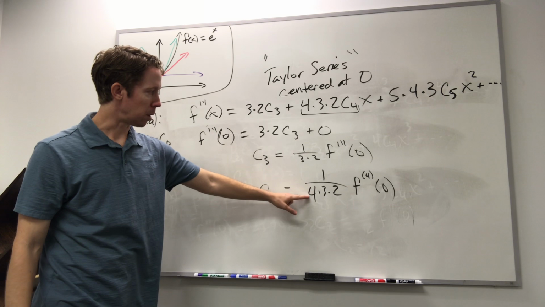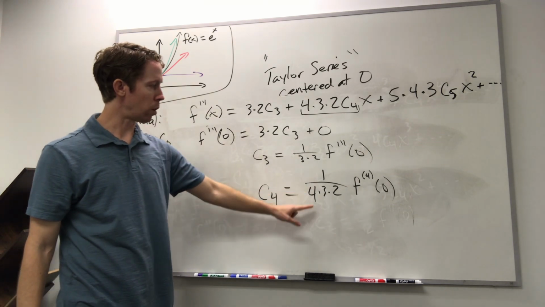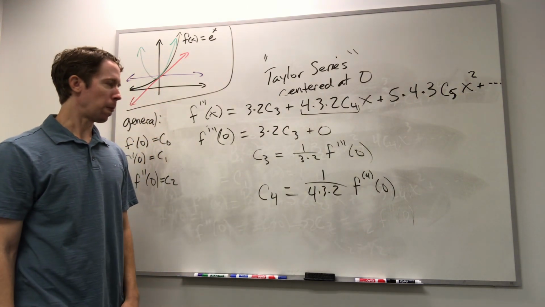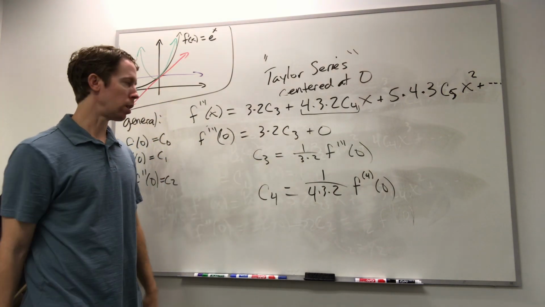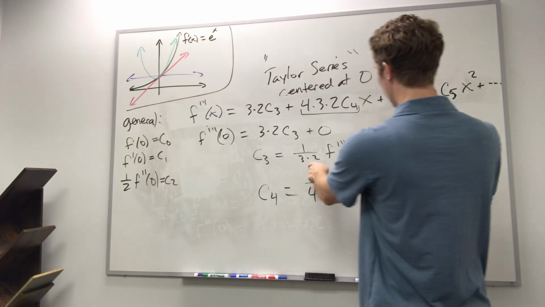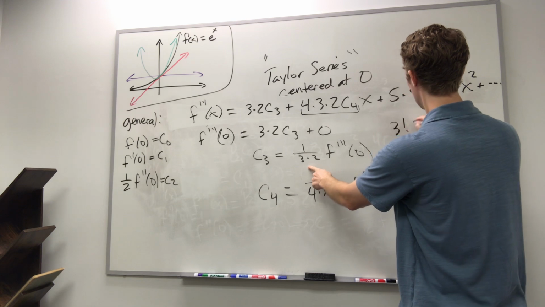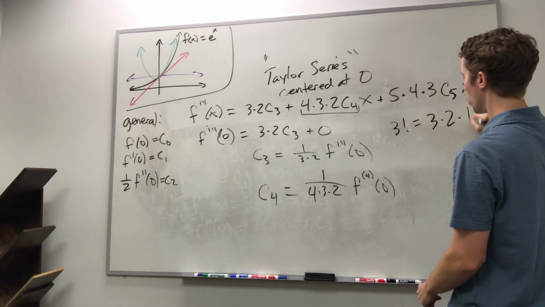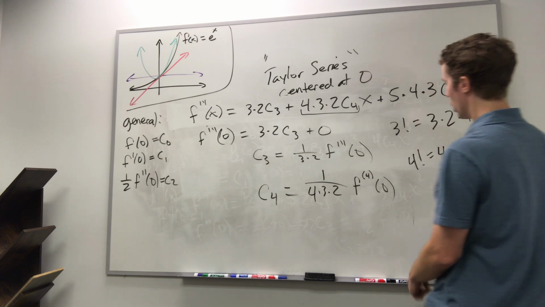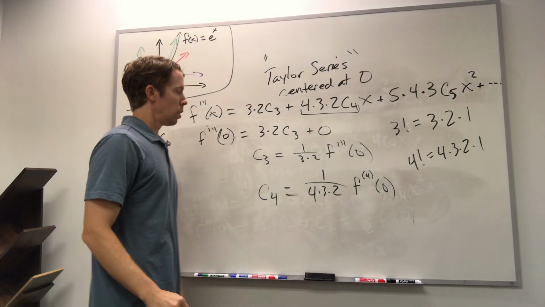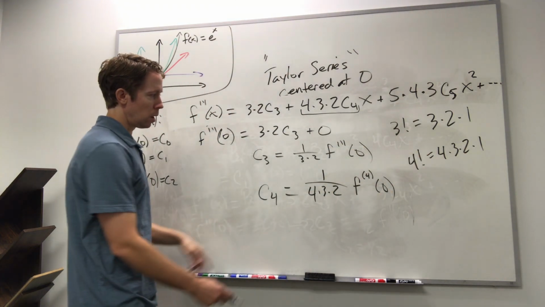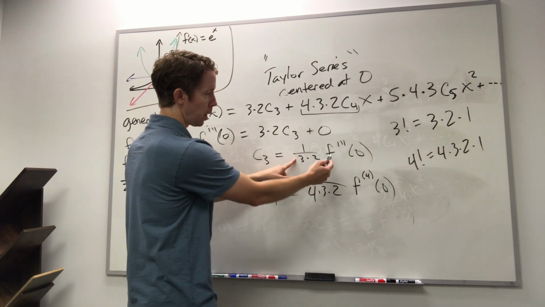Look at this pattern that's happening. For my next one, for C5, I would have 1 over 5 times 4 times 3 times 2. So there's a way to write this pattern. You may already know what it is. It's called factorial. So here, 3 factorial is 3 times 2 times 1. 4 factorial, 4 times 3 times 2 times 1, and so on. 5 factorial would be the same, but with an extra 5 there. So this is 1 over 4 factorial, 1 over 3 factorial.